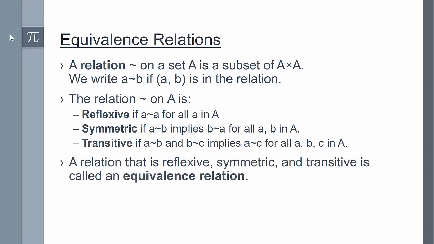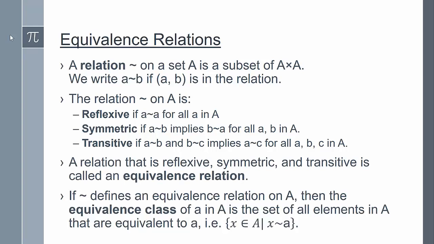So an equivalence relation is a relation that is reflexive, symmetric, and transitive. Once we have an equivalence relation, the equivalence class of an element a in set A is the set of all elements in A that are equivalent to a. So when we have an equivalence relation, instead of saying x is related to a, we'll say x is equivalent to a. The set of all x in A such that x is equivalent to a is called the equivalence class of a. And equivalence classes are important.